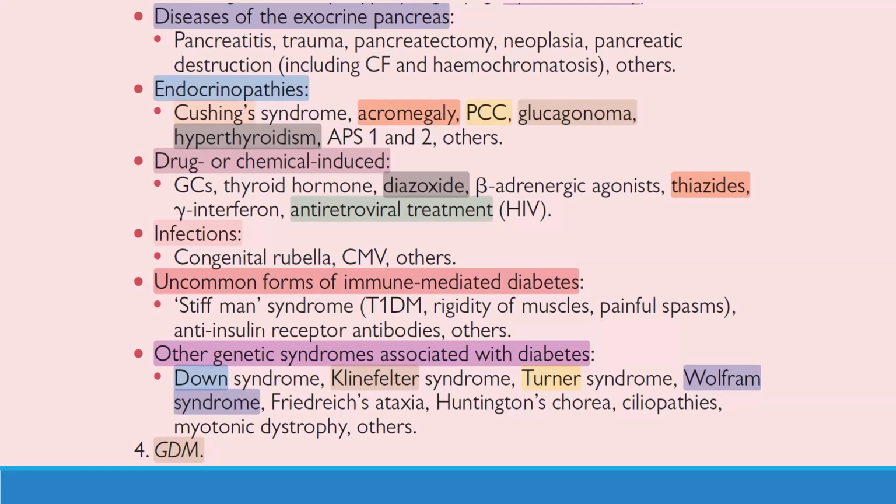Endocrinopathy like Cushing, acromegaly, pheochromocytoma, glucagonoma, hyperthyroidism, type 1 and 2. Drug-induced, like diazoxide, thiazide, HIV medication, antiretroviral treatment, and of course steroid, alpha interferon, beta agonist, thyroid hormone. Infection like cytomegalovirus. An uncommon form of immune-mediated diabetes is Stiff-Man syndrome. Other genetic syndromes associated with diabetes include Down, Klinefelter, Turner, and Wolfram syndrome. Don't forget Wolfram syndrome: diabetes mellitus, diabetes insipidus, optic atrophy.